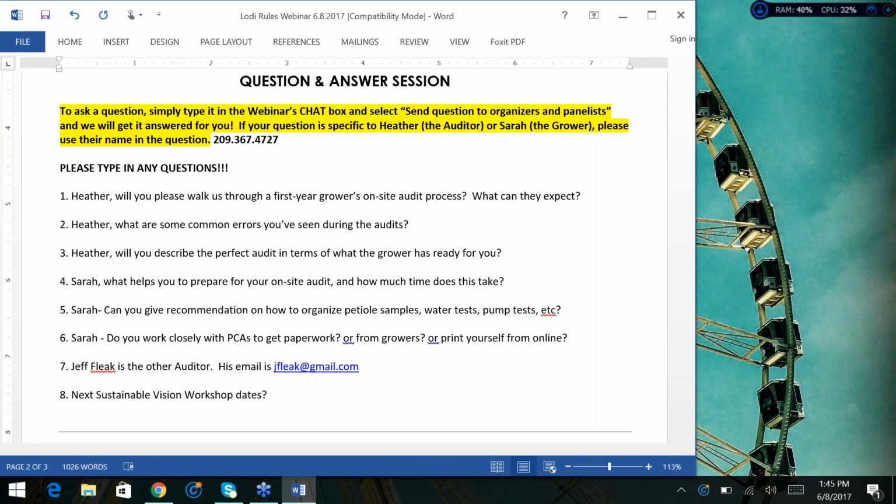If you are interested in attending a sustainable vision workshop, then you should email Stephanie, email me at lodiwine.com. And I'll put you on the list as wanting to attend one. And then we make sure that all the people who want to attend a sustainable vision workshop will have a date and a location and a time that works for them, along with Kent Reeves. So great last question. Any other questions?